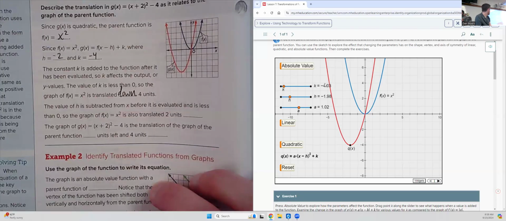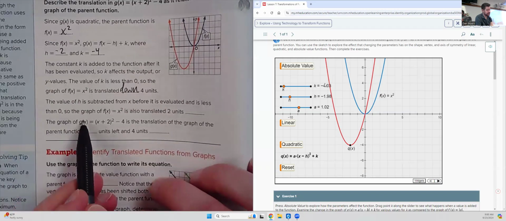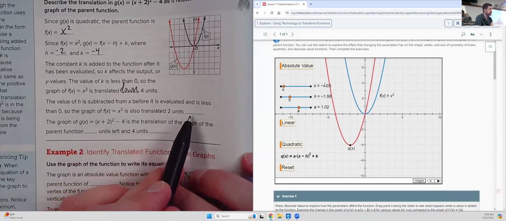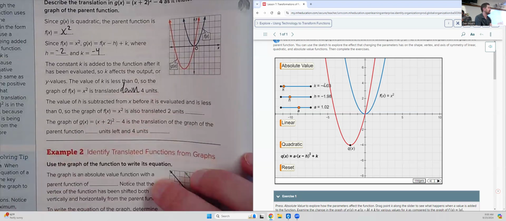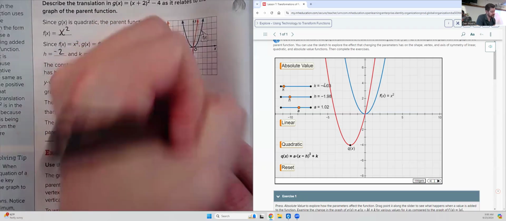The value of h is always subtracted from x before it's evaluated. And since it's less than 0, that means we're moving the graph horizontally by the value of h, 2 units. Well, what direction did the red graph move from the blue in terms of left or right? Did it go left or did it go right? It went left. 2 units left.